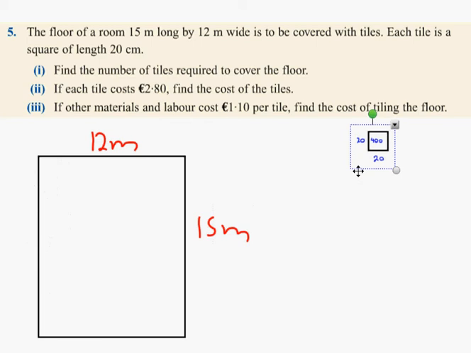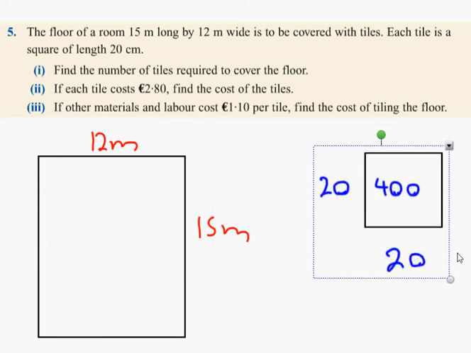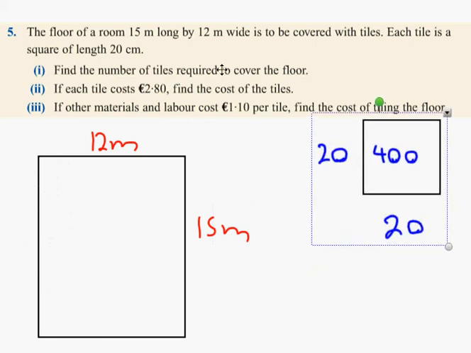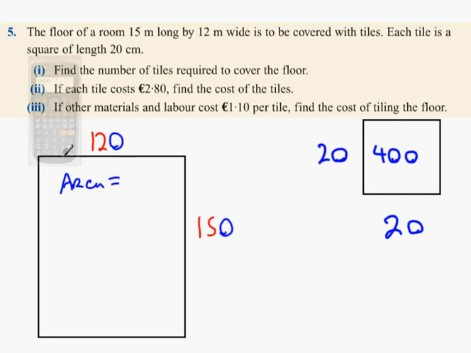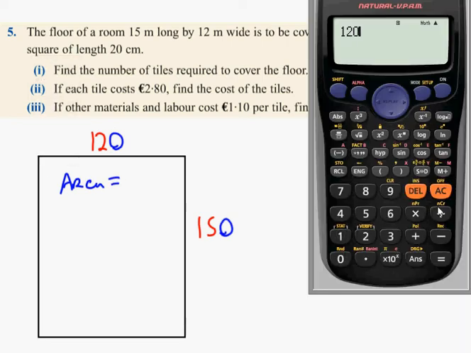So how do we go about calculating that? Do you have to turn the 12 and 15 into centimetres? Turn the 12 and 15 into centimetres, and what do you get? 120. And what's the area then? And what happens when you multiply those two? 18,000.